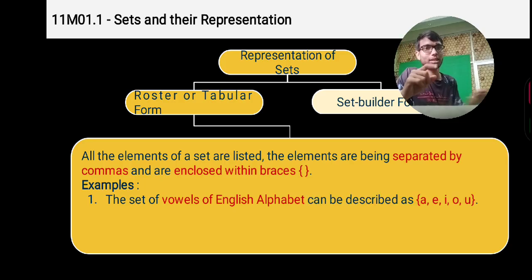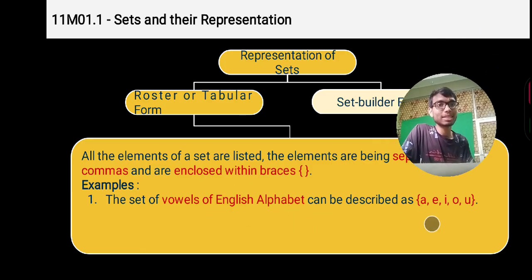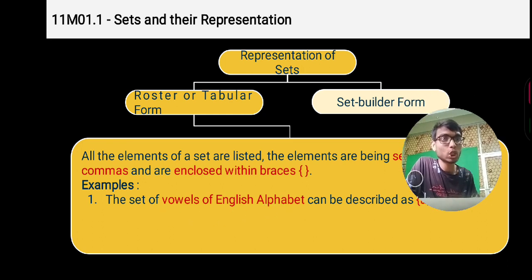You can see here, it can be described as A, E, I, O, U. This is roster form. As you know, this is a statement. From here you can say this is roster form and this is a statement. As I told you, set builder form is just a statement, and this statement is a set builder form.